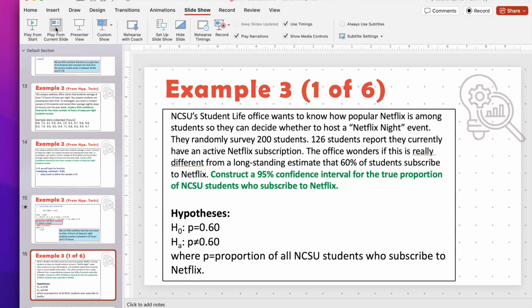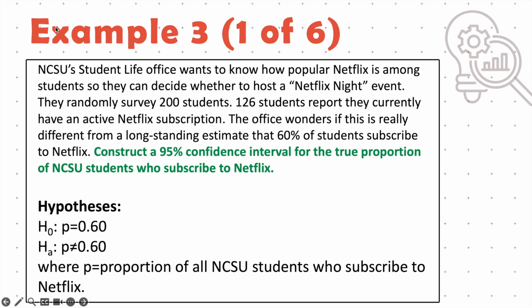All right, let's go back to example 3 that we were about to do. Here we have NC State's Student Life Office wants to know how popular Netflix is among students so they can decide whether to host a Netflix night event. They randomly surveyed 200 students, and 126 students report they currently have an active Netflix subscription. The office wonders if this is really different from a long-standing estimate that 60% of students subscribe to Netflix. So we construct a 95% confidence interval for the true proportion.